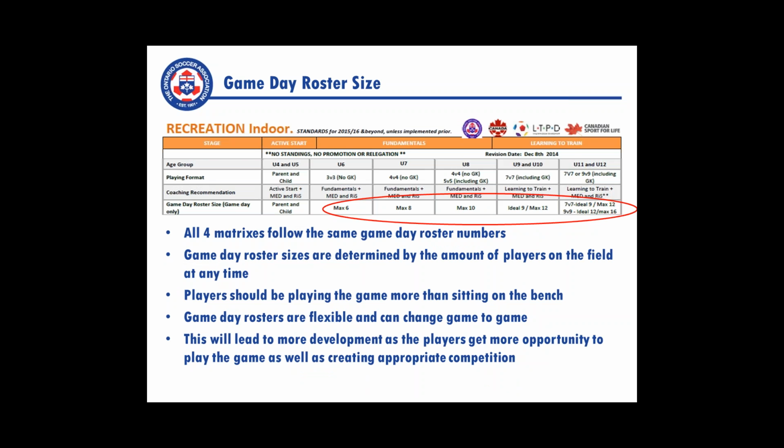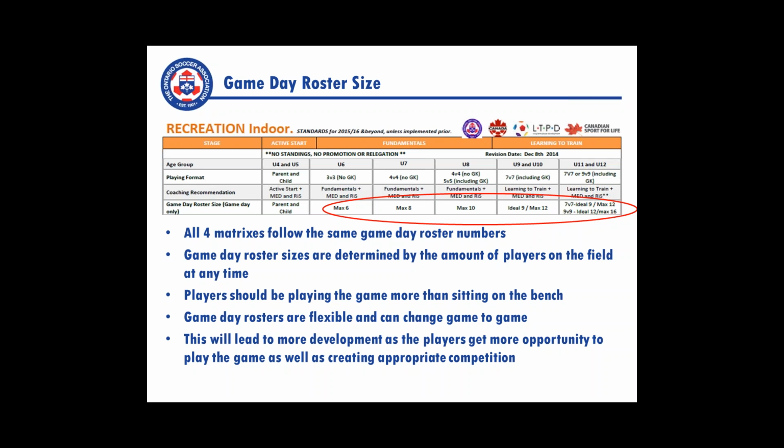Game day roster size is another part of the matrix that has some interest and we've received questions on. You see the ideal size. So for example, at U9 and U10, ideal 9, maximum 12. For U9s and U10s, 7v7 is ideal. So we'd like to think 2 players sitting on the bench and being substituted in. It's a good way for a good amount of players to get lots of playing time.